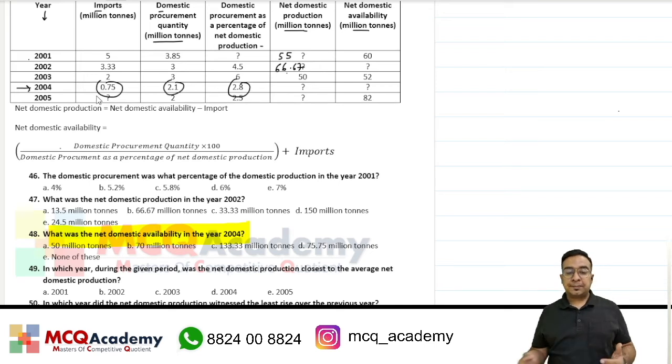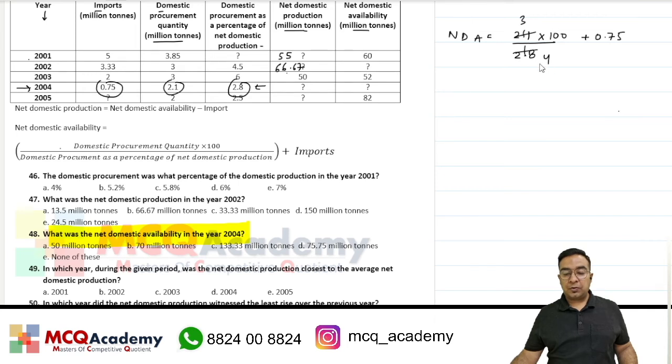तो we just need to substitute these values. तो क्या हो जाएगी हमारे पास में net domestic availability की value for the year 2004. This is equal to domestic procurement quantity, which is 2.1. Multiply this value by 100. Divide this value by domestic procurement as percentage, which is equal to 2.8, and add the value of imports, which is equal to 0.75. Solving these, we get 7 3s are 21, 7 4s are 28, 4 25s. This value is equal to 75.75 million tons. Your answer will be option number D.